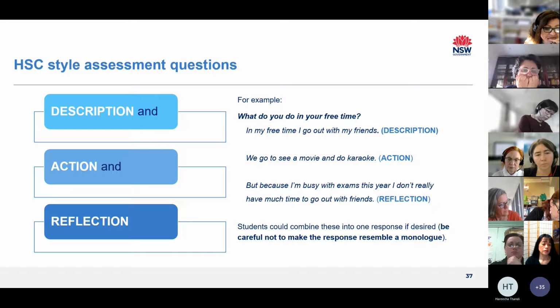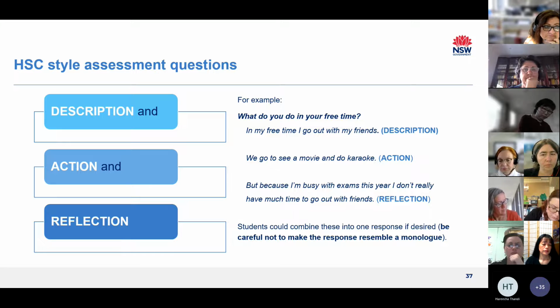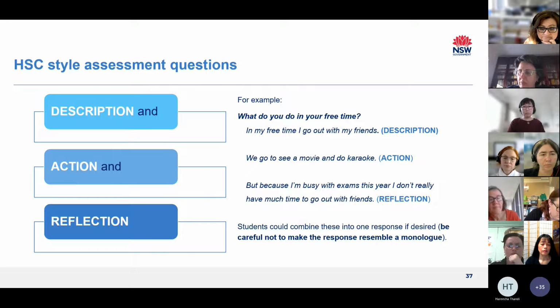Obviously, some questions will lend themselves to one or more types of these responses, but by categorising their responses in this way, it can really help students develop their skills. The right-hand side of the screen has examples of these different kinds of responses. I'll just let you read through them. And you could combine these into one response if you like as a student, but please be careful not to make the response resemble a monologue. It's a conversation.